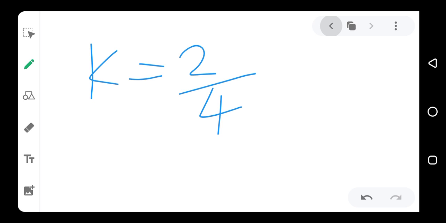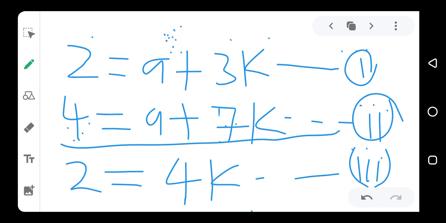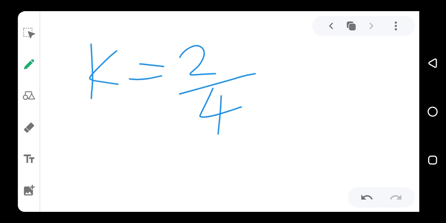Taking this 4 here to the other side, it becomes division. If multiplication crosses an equality sign, it becomes division. So it becomes 2 over 4, which is equal to 1 over 2. Now we have gotten one of the constants. We have two constants, a and k. We have gotten the first one as 1 over 2.